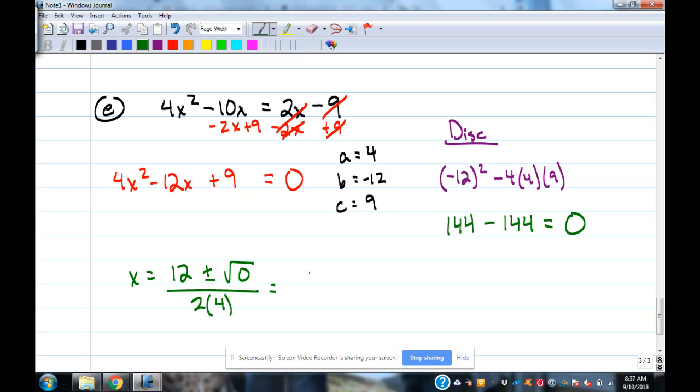12. All right, so I'm just going to get 12 over 8, no matter what there, because I got a 0 there. Okay, and can we reduce that fraction? Yeah, 4 goes into both of them, right? 3 over 2. That's our only solution here, is 3 over 2. That's nice when the discriminant is 0, because it makes that super short and easy.